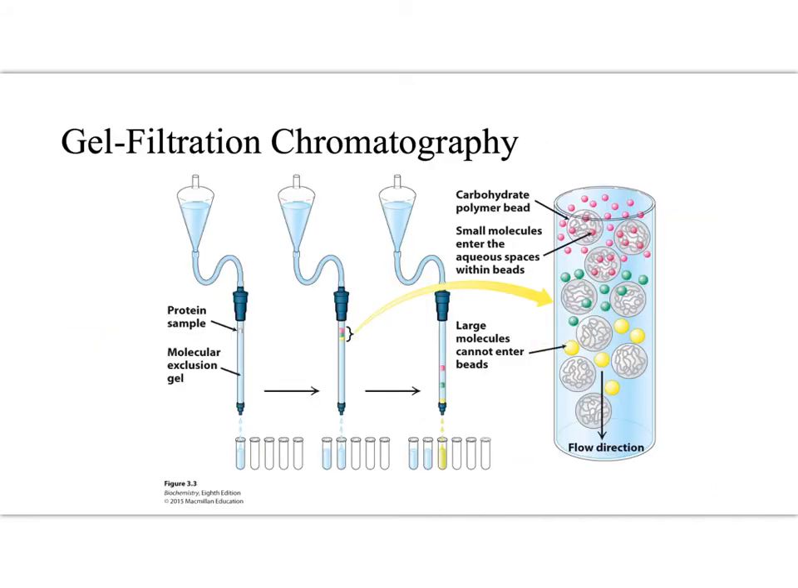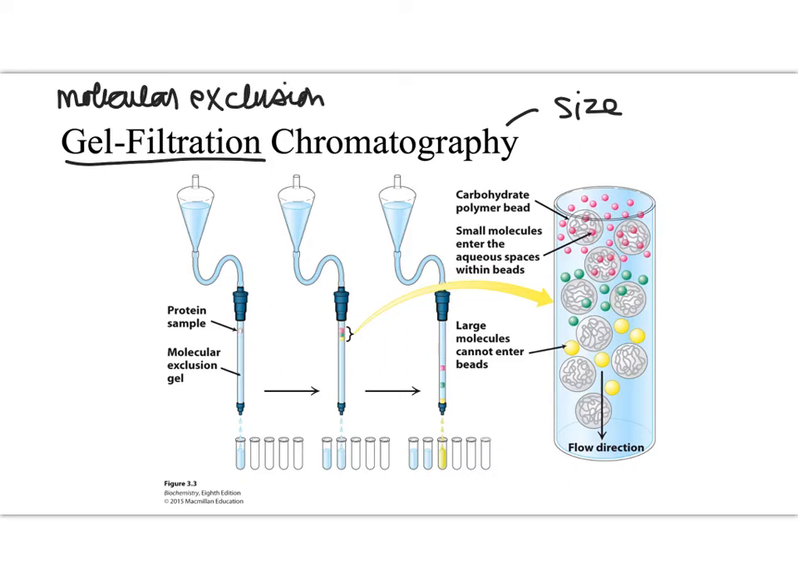So the first of these we can look at is gel filtration chromatography. And the gel filtration chromatography is going to separate based on size. Okay, so this separates out based on size. This method you may have seen rather than being referred to as gel filtration chromatography, it's also called molecular exclusion chromatography. But they're the same technique. Both of these are separating based on size.